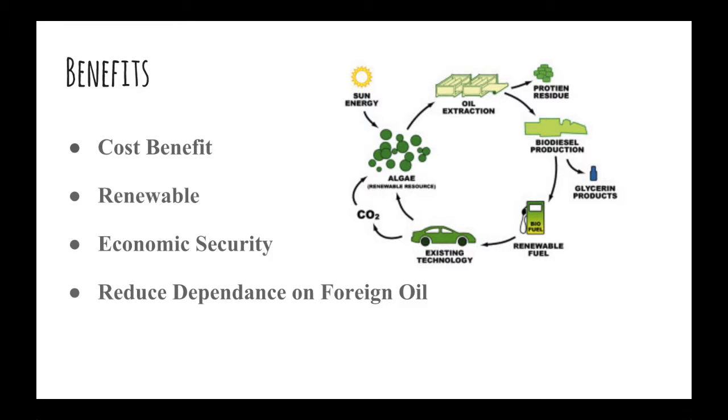As you can see from this chart, it's the cycle of a biofuel. It goes from the algae to the oil extraction, to the biodiesel production, to the renewable fuel, existing technology, and once it comes out of the car as CO2, the algae just picks it up again, and the biofuel cycle keeps going and going and going.